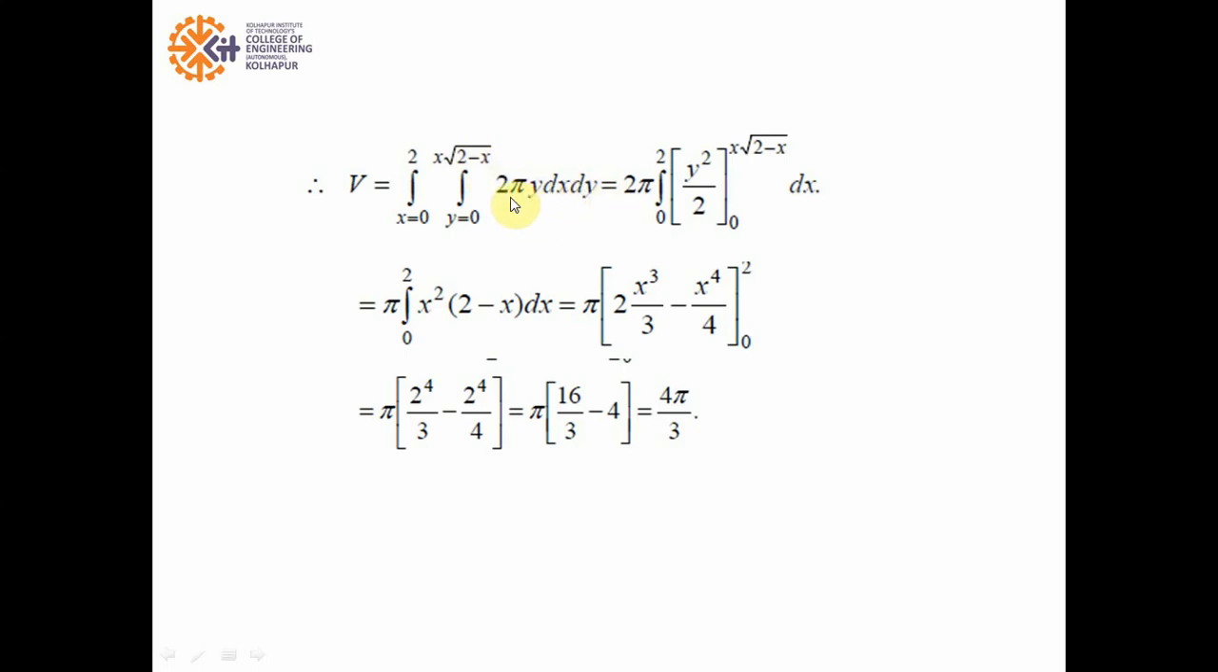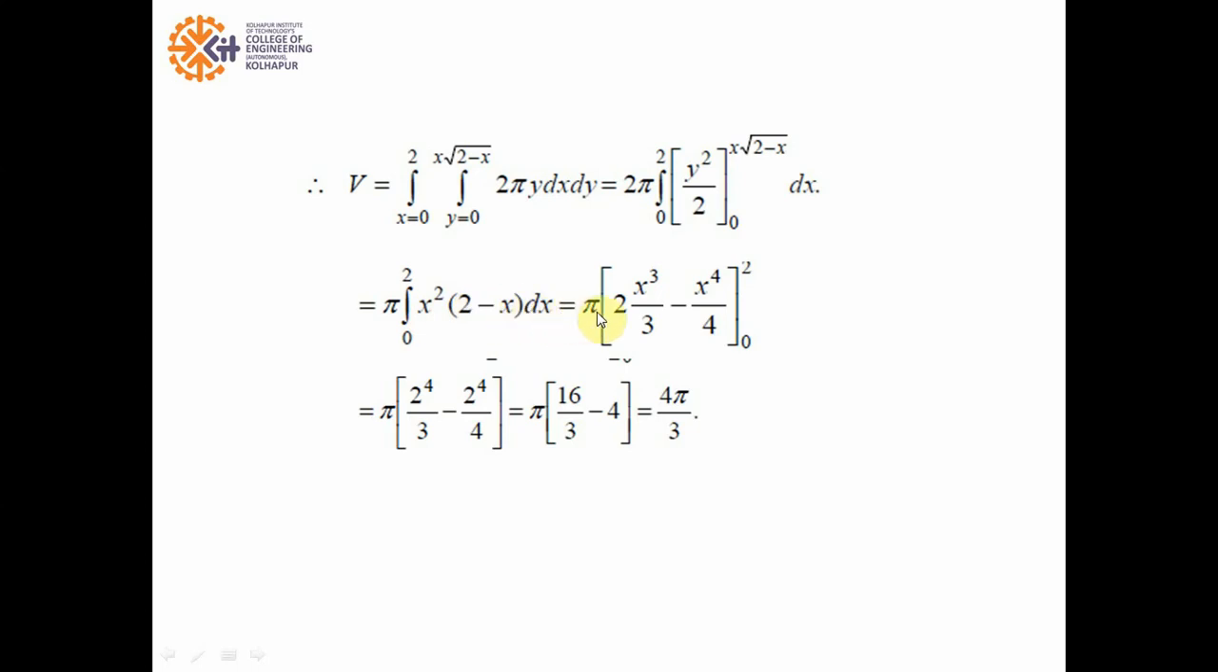It is equal to 2 pi, a constant, taken outside of the integration sign, into integration 0 to 2, integration of y square upon 2, upper limit x into under root 2 minus x, lower limit 0, dx. It is equal to pi integration 0 to 2, put y is equal to upper limit x into under root 2 minus x, we get x square into 2 minus x. When you put lower limit 0, this total function becomes 0. So we get only x square into 2 minus x dx.